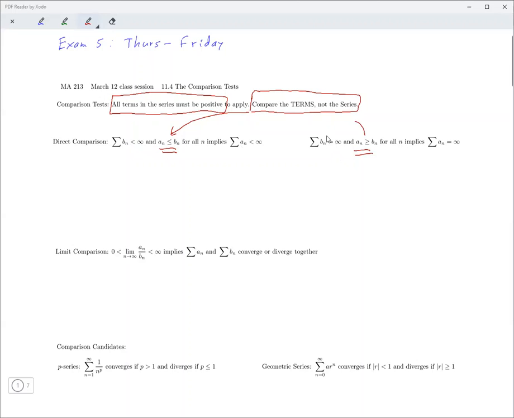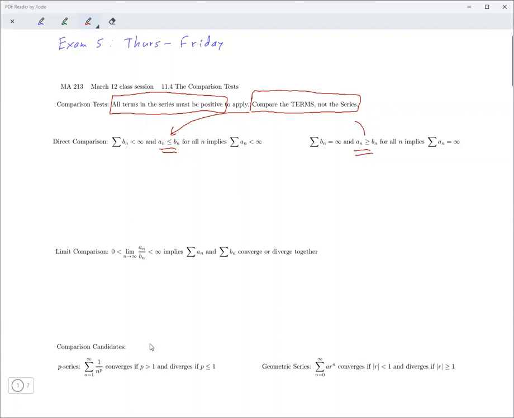Okay, and then likewise, if you have a series that diverges, and then your A sub n has bigger terms, then it's also going to diverge. Okay, this is for all terms. This is all terms. Okay, so this is direct comparison and how that works.